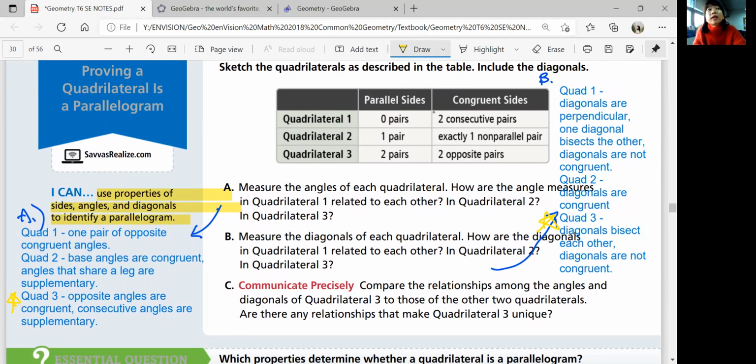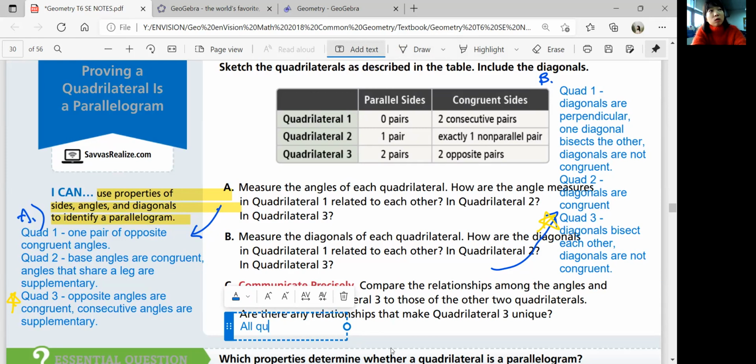Well, the opposite angles are congruent, consecutive angles are supplementary, and diagonals bisect each other and they're not congruent. So you can say they all have at least one pair of congruent angles, right? All the quadrilaterals. Only quadrilateral 3 has what? 2 pairs of opposite congruent angles, okay? And diagonals that both bisect each other. So both are unique. So let's write that down for part C.